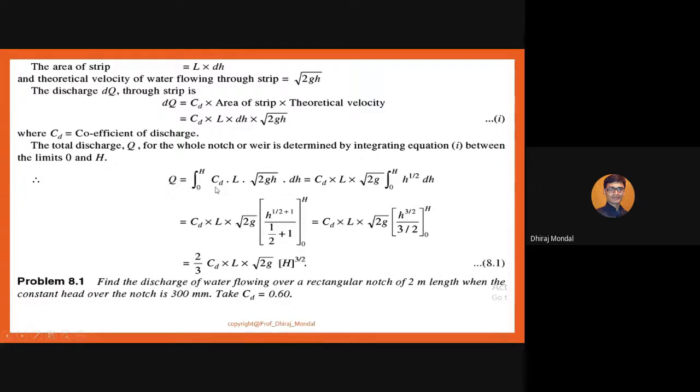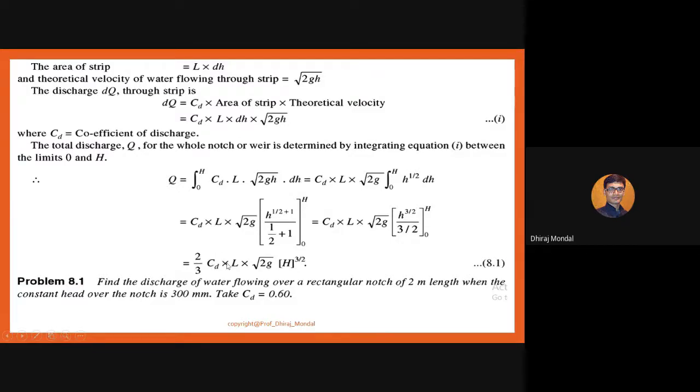CD, just keep CD here, L into root over 2gh into dh. So all this part is your constant. So ultimately, root over 0 to h, h to the power half into dh. If you are just integrating this part, you will be getting this equation, 2 by 3 CD.